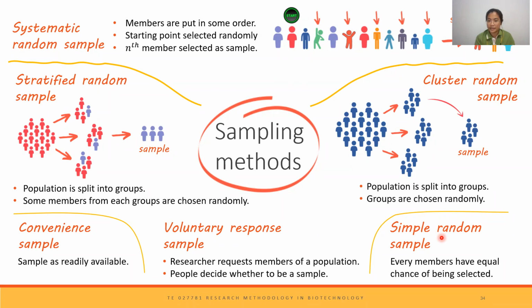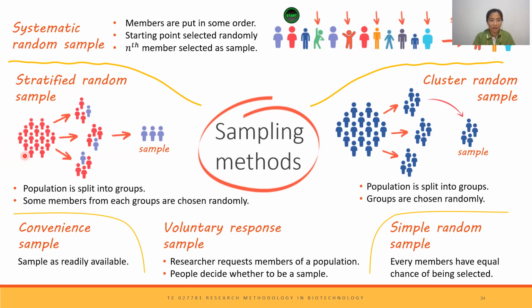Okay, and the next sampling method, to my opinion, is better than these three methods. One type is a stratified random sample. A stratified random sample is explained in this sort of diagram.